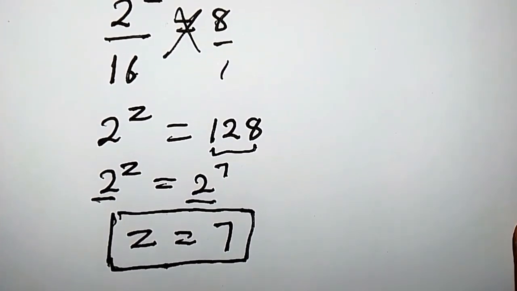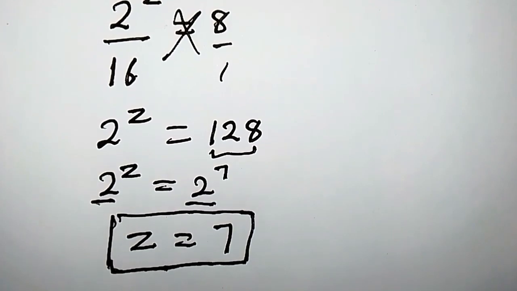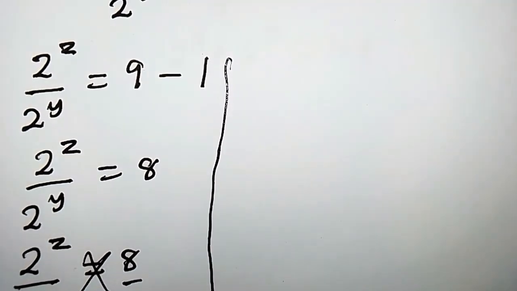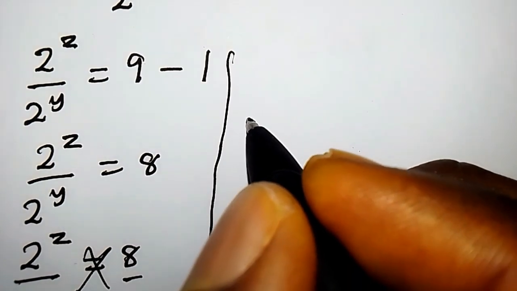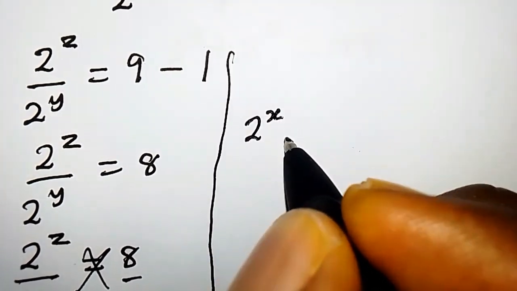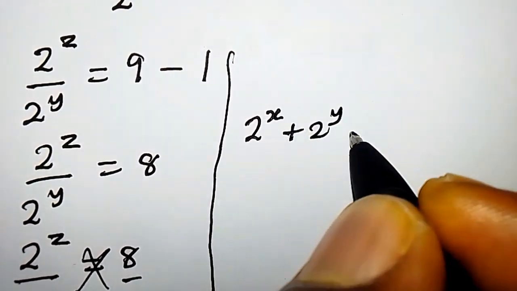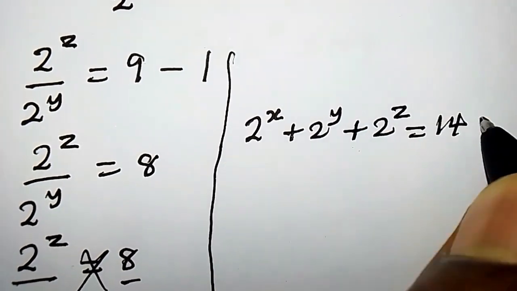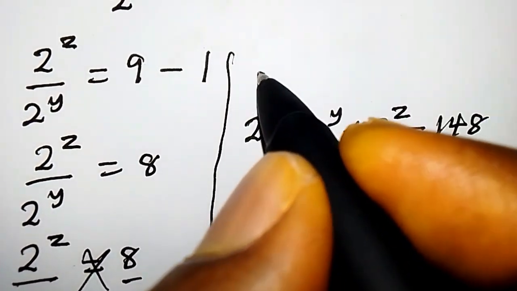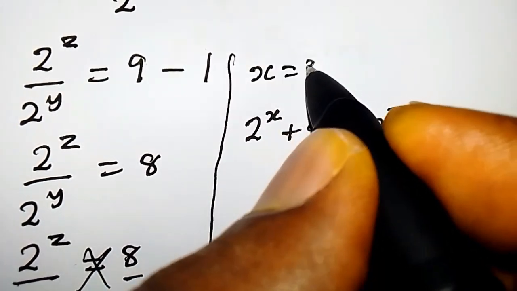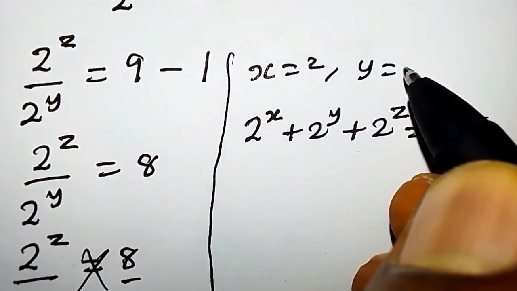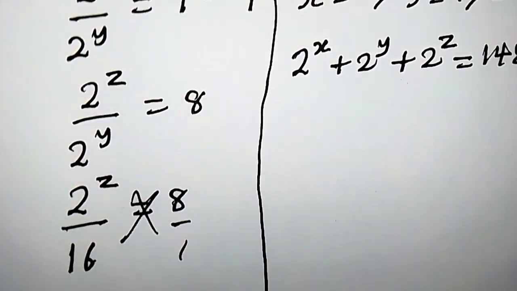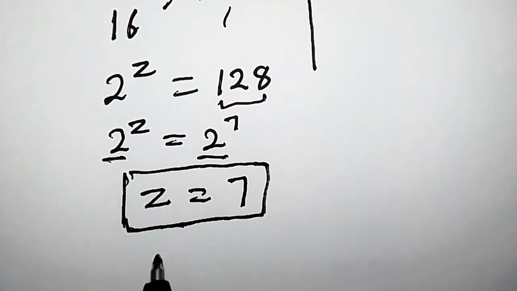Now that we have obtained the values of x, y, and z, let us check if what we've done is right. The original question says 2 to the power of x plus 2 to the power of y plus 2 to the power of z is equal to 148. And we obtained x to be equal to what? x is 2, y is equal to 4, and we obtained z to be equal to what? z is 7.